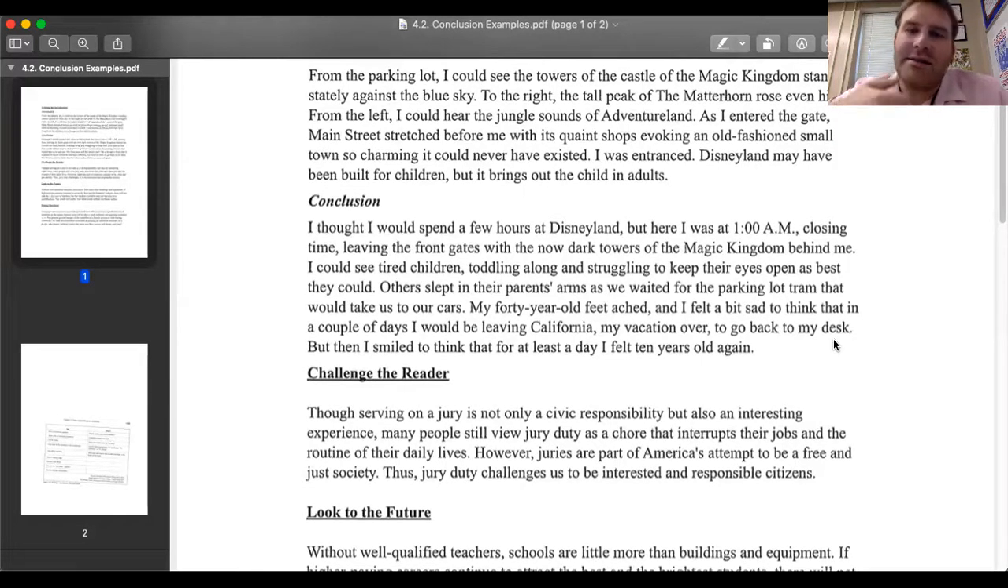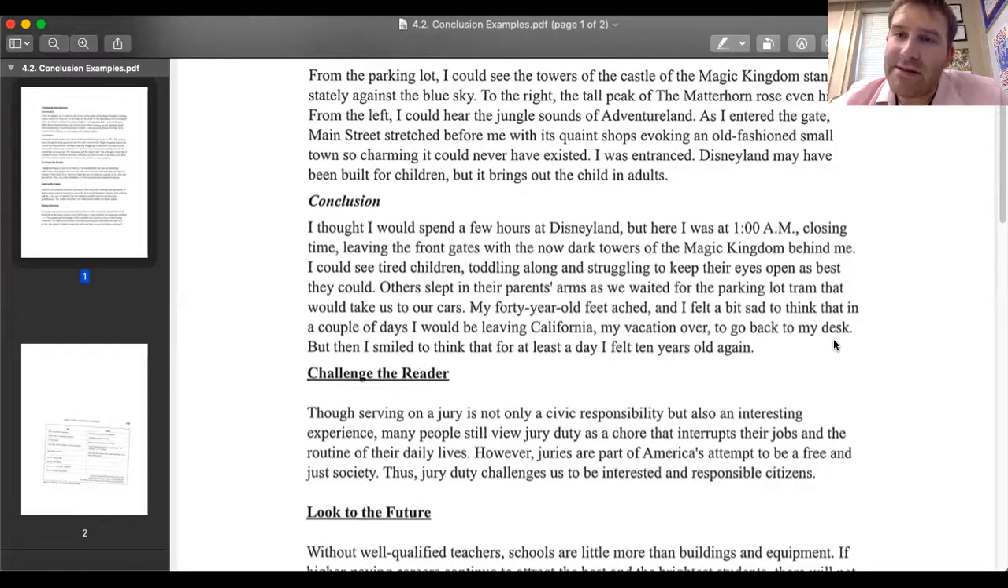I thought I'd spend a few hours at Disneyland, but here I was, 1 a.m., closing time, leaving the front gates with the now dark towers of the Magic Kingdom behind me. I could see children toddling along, struggling to keep their eyes open as best they could. Others slept in their parents' arms as we waited for the parking lot tram that would take us to our cars. My 40-year-old feet ached. I felt a bit sad to think that in a couple days, I'd be leaving California, my vacation over, to go back to my desk. But then I smiled to think that for at least a day, I felt 10 years old again.